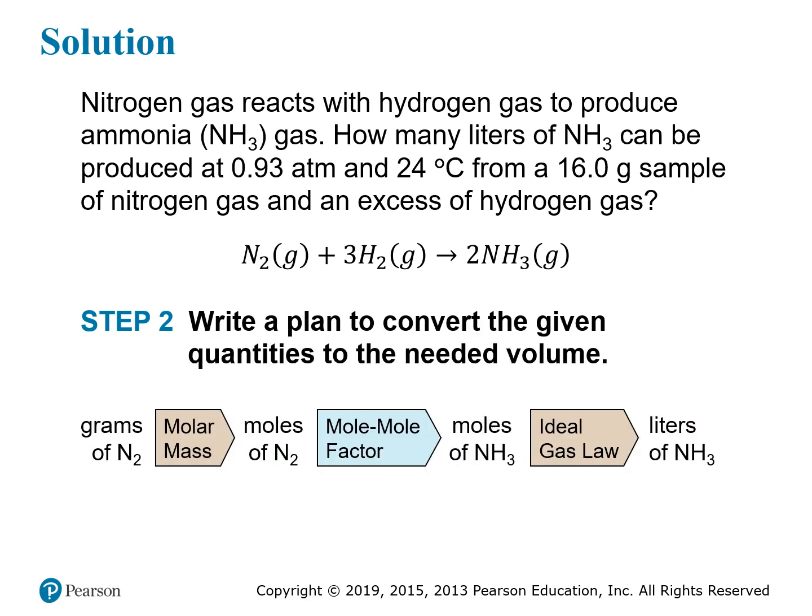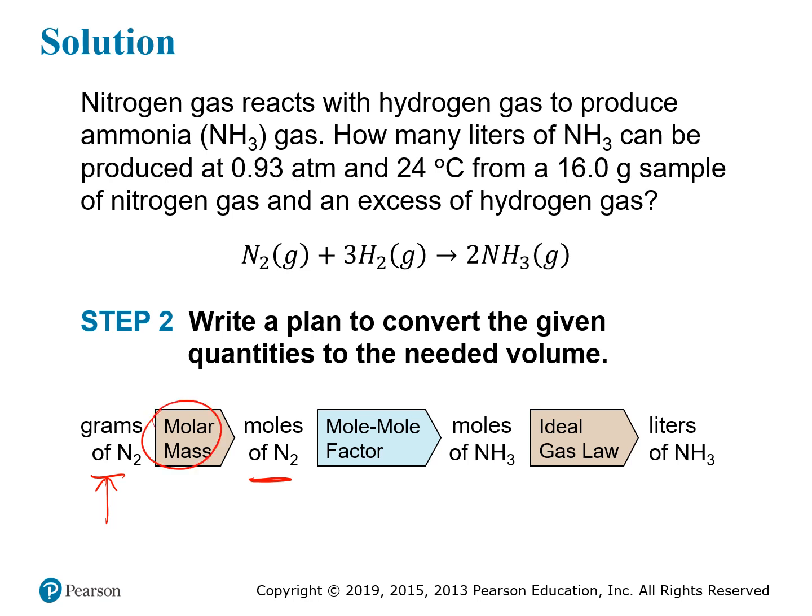So write a plan to convert the given quantities to the needed volume. The initial quantity you're given is grams of nitrogen. And again, when we're trying to convert one substance to another, we have to go through the mole-to-mole factors. So the first thing you should do is try and figure out how to get from grams of nitrogen to moles of nitrogen. Clearly, we're going to use the molar mass of nitrogen to do that.